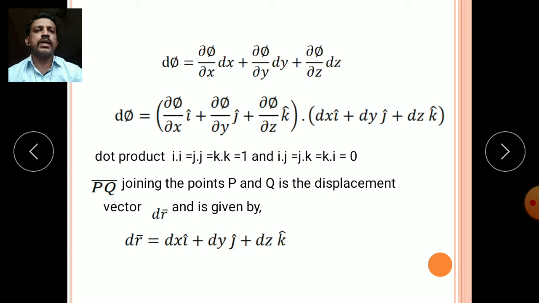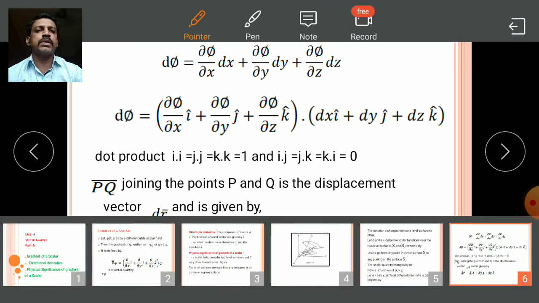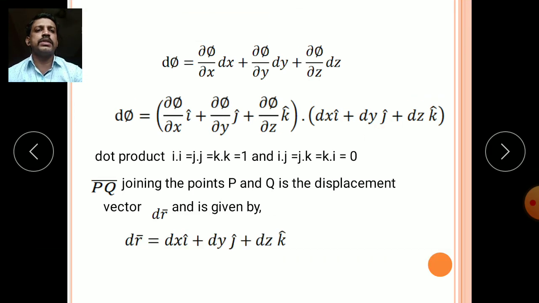Therefore we can write d phi in this way also: d phi is the product of two things, (∂phi/∂x i plus ∂phi/∂y j plus ∂phi/∂z k) dot (dx i plus dy j plus dz k). So d phi is the scalar product of these two, a dot product. This is one vector quantity, and this is another vector quantity.